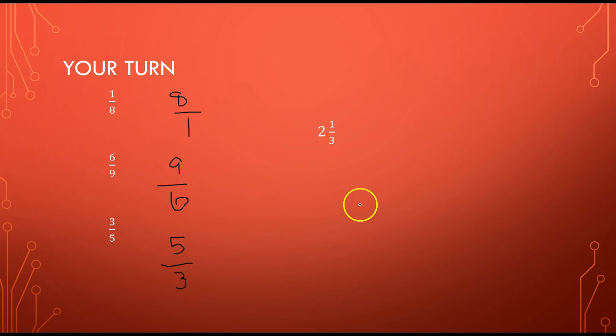How do you find the reciprocal of a mixed number? Well, first you need to turn it into a fraction. So 3 times 2 plus 1 equals 7 over 3. Then turn that into the reciprocal by flipping it. So the reciprocal of 2 1/3 is 3 over 7. You try it.